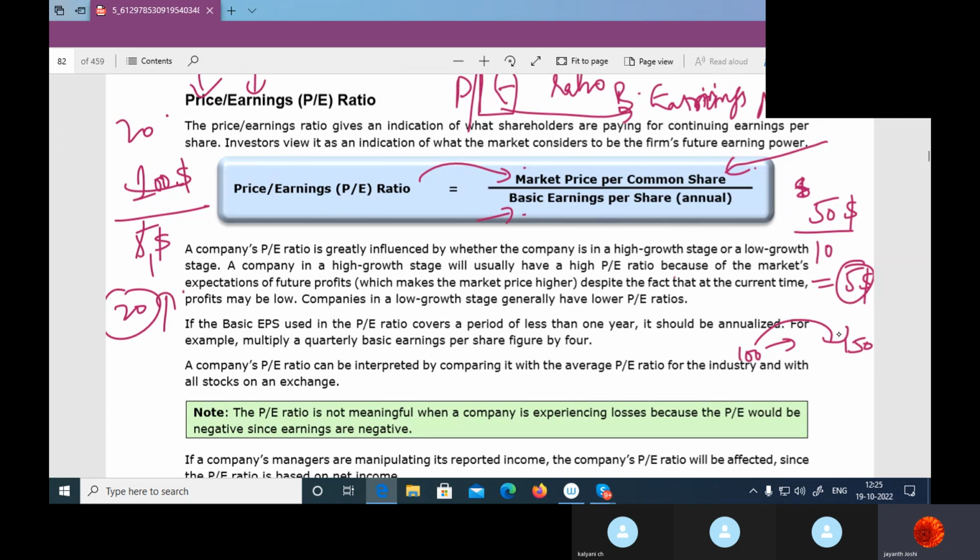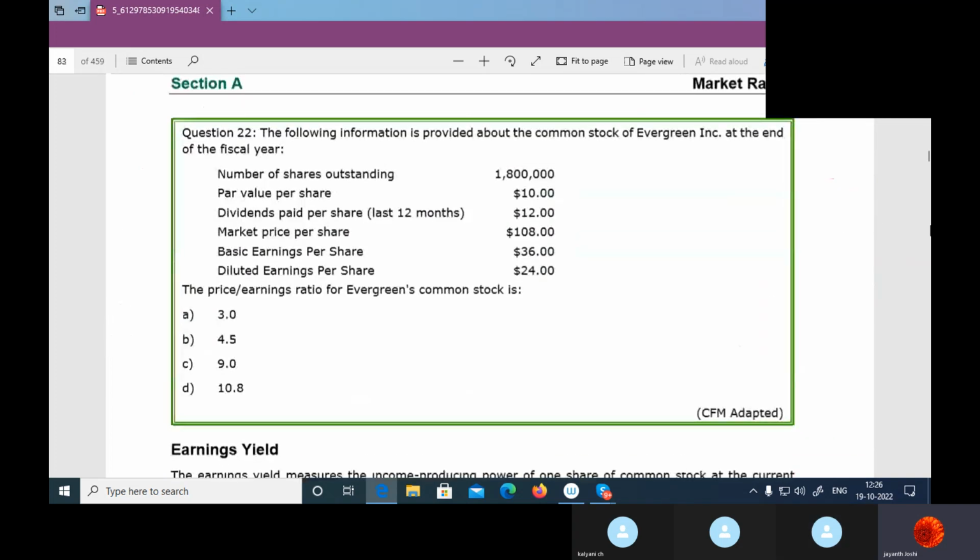So PE ratio is a very important ratio for an investor. That's the reason why I'm giving you so much of a lecture on this, because this would decide a company's fate or future, and it is a very good forecasting tool. So market price by EPS is the formula. Can you just calculate the PE ratio of this? Please do this. I'm writing the formula: PE ratio is market price per share by earnings per share.